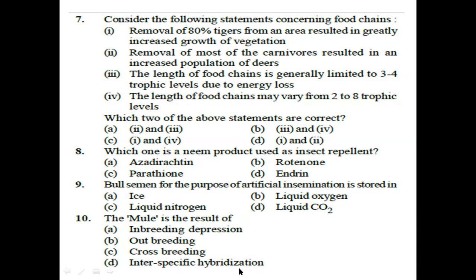Which one is a neem product used as insect repellent? That is azadirachtin. This is extracted from the neem plant. Bull semen used for the purpose of artificial insemination is stored in liquid nitrogen. The mule is the result of inbreeding depression, no, outbreeding, no, crossbreeding, no, interspecific hybridization. It's option D.